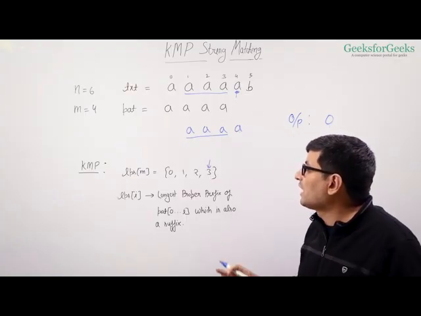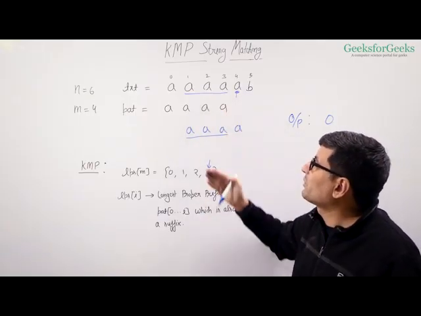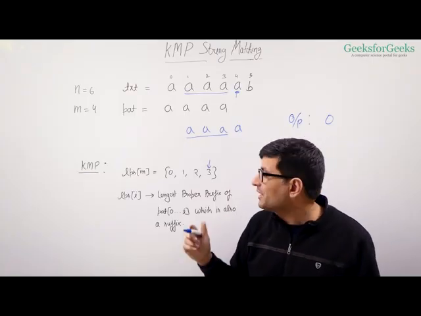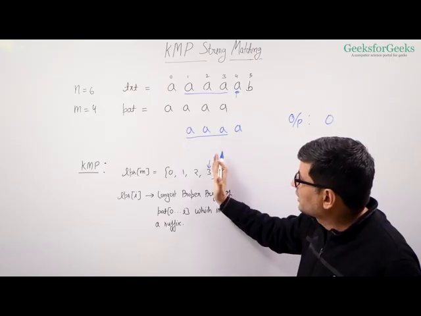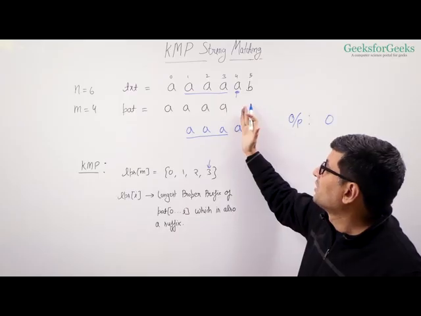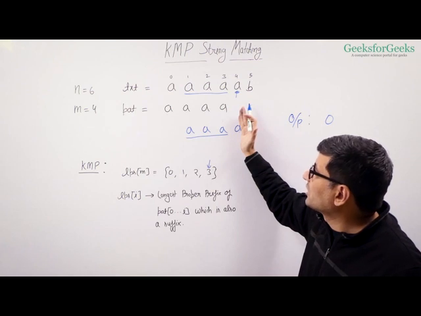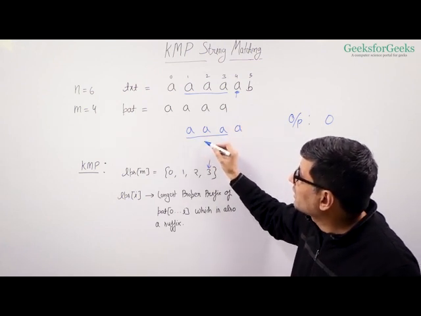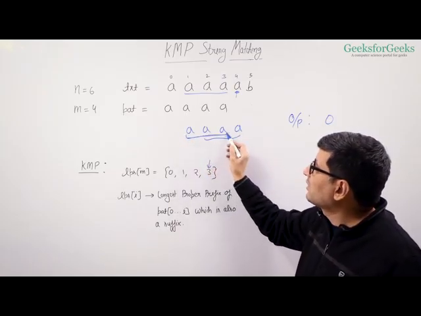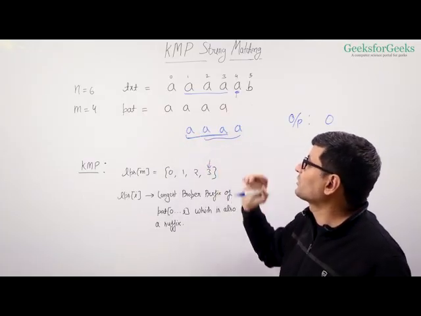Now let's understand how this LPS array helps us in skipping these 3 matches that we were doing in the KMP algorithm. What is the meaning of LPS? LPS means at this index, which is the index of the last character, the length of the longest proper prefix which is also suffix is 3. Which means these 3 characters are same as these 3 characters. This is the longest proper prefix of length 3 and this is the suffix, also 3.